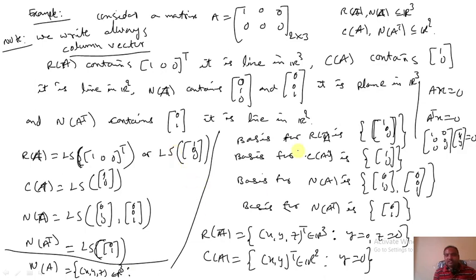When we are solving this equation, Ax equal to 0, that means x, y, z with x equal to 0 and y, z non-zero. That means only x is 0.